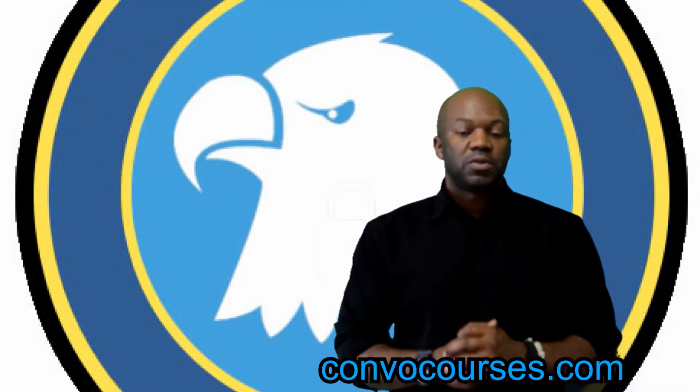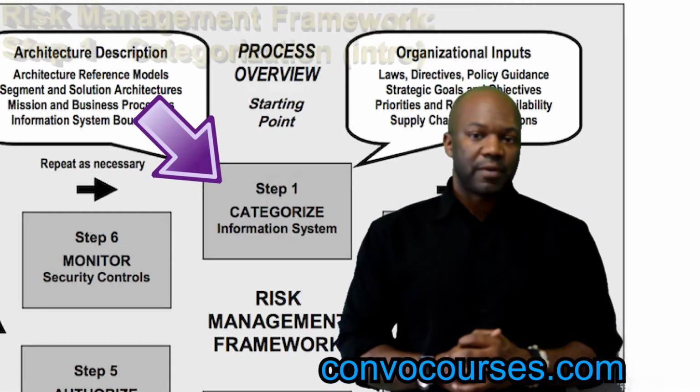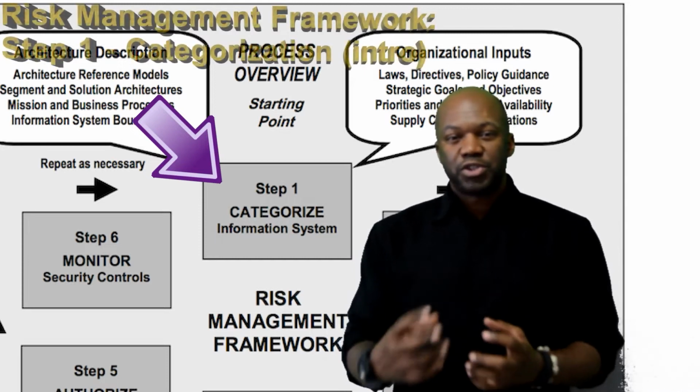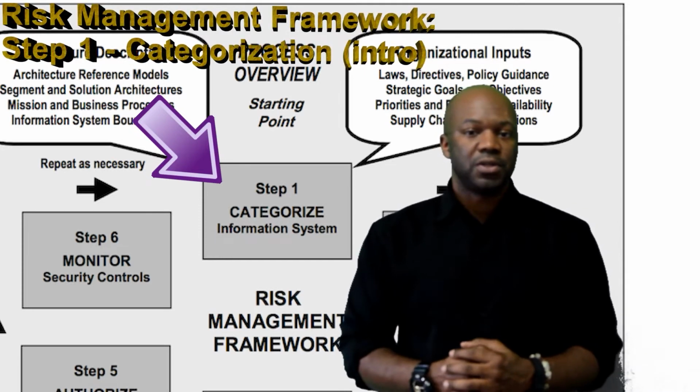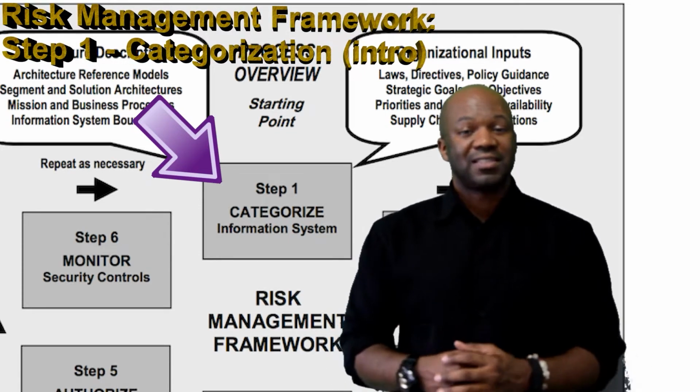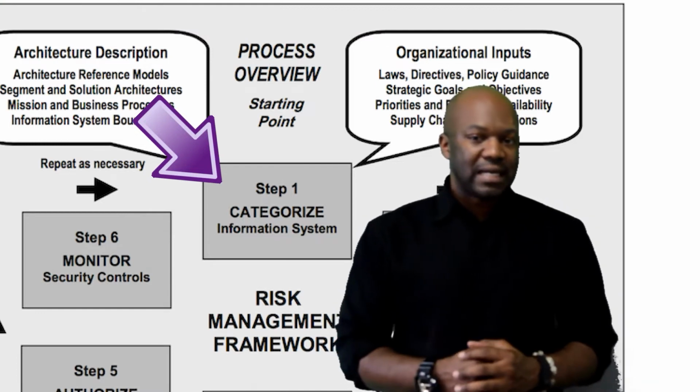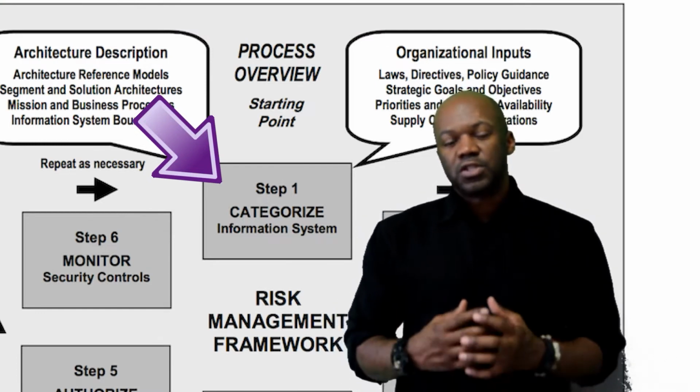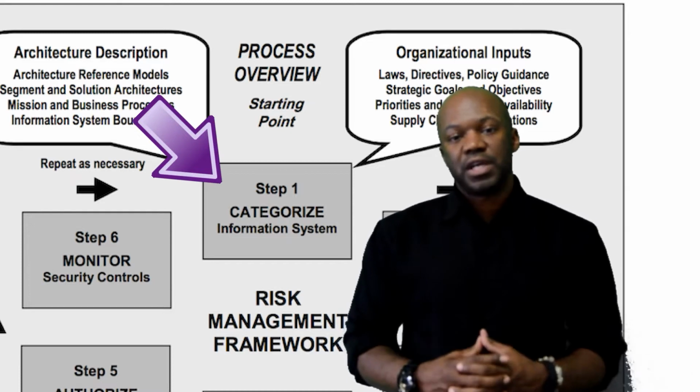Categorization of your system. This is in regards to the risk management framework process, and this is just an introduction of the first step that you use in the risk management framework process. This is all FIPS 199 stuff. How do we actually determine what security categorization to give a system?